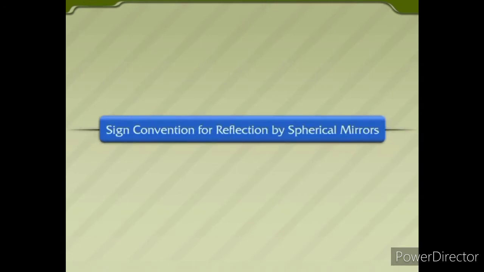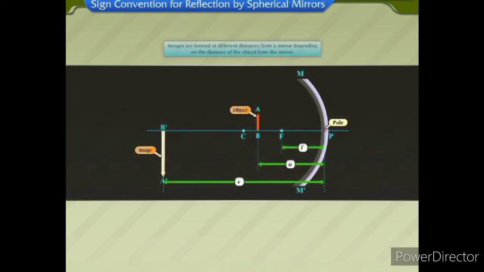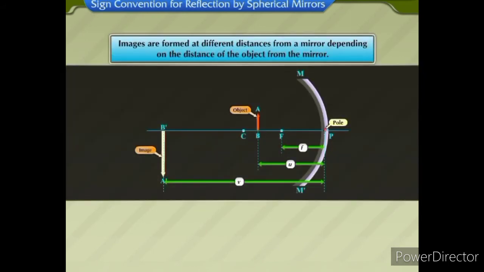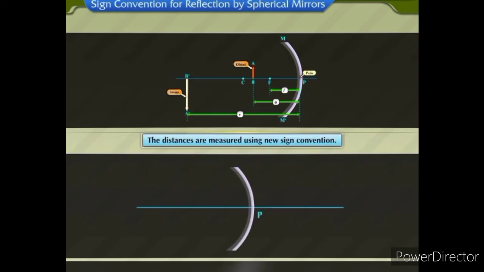Sign convention for reflection by spherical mirrors. We have seen that images are formed at different distances from a mirror depending on the distance of the object from the mirror. The distances are measured using a new sign convention. According to it, the pole P of the mirror is taken as the origin. The principal axis is taken as the x-axis, X X dash, of the coordinate system.